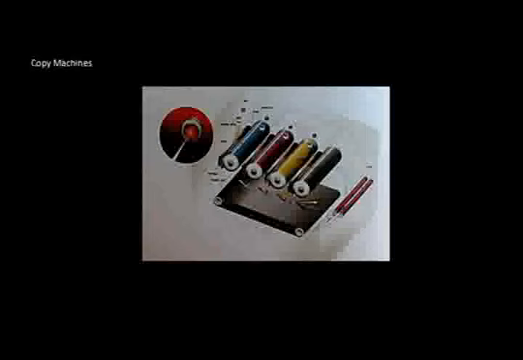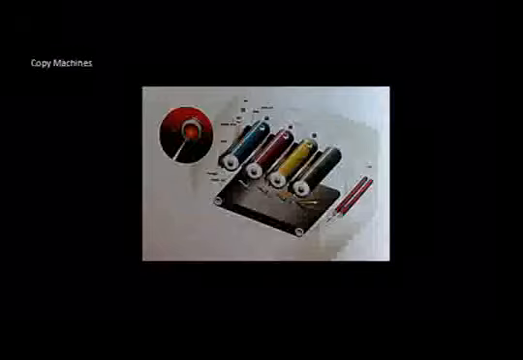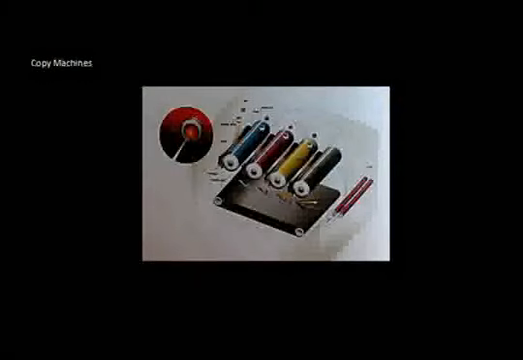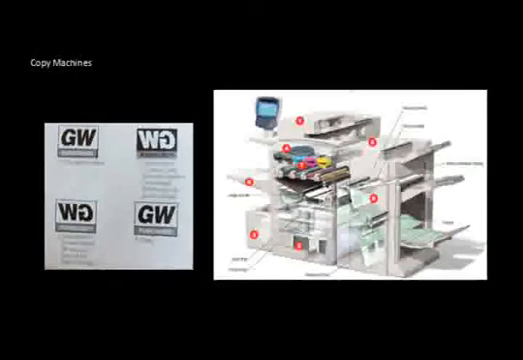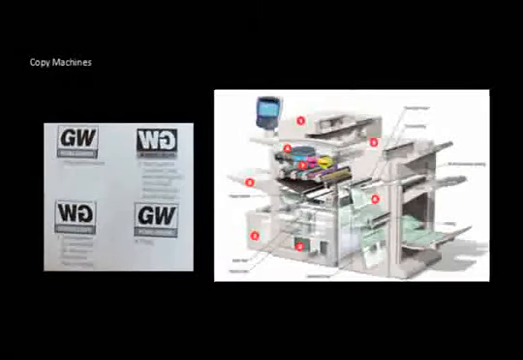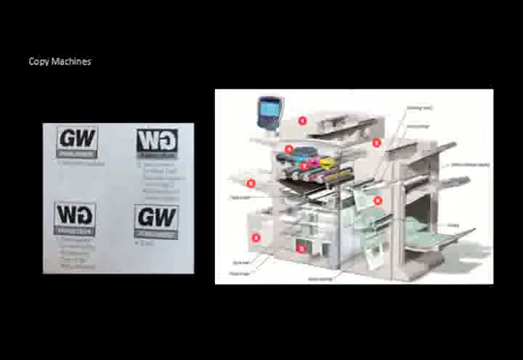The original document is placed face down on the glass top of the copy machine. A positive charge is introduced on the drum surface and a negative charge is placed on the blank paper. As the drum rotates, a strong light source is moved along the glass just below the original.